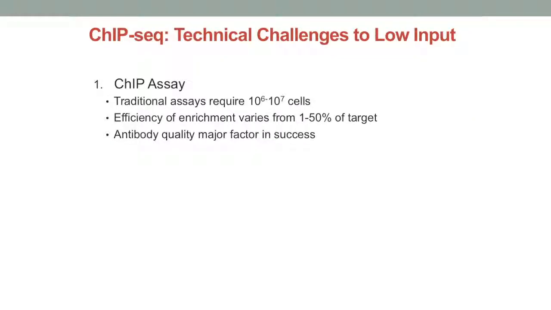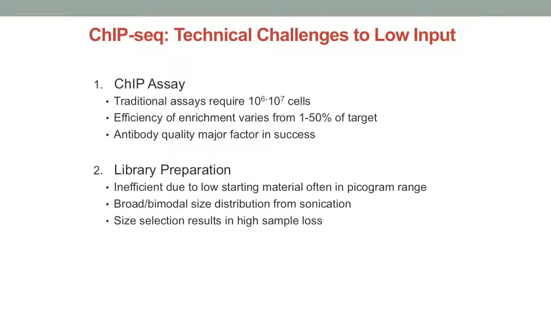Again, some of the limitations for pushing the ChIP-seq assay down to low numbers are, traditionally it requires high cell numbers, and the efficiency of enrichment for where your proteins are binding can vary from 1 to 50%, and most of that is dependent on the quality of your antibody that you're immunoprecipitating with. Then in the library preparation, it can be inefficient due to the really low amounts of material you often get post-IP that are in the picogram range. There's a broad bimodal size distribution because of the sonication, and then a size selection to reduce the distribution often results in high sample loss. So all of these are challenges to pushing the ChIP-seq assay down.